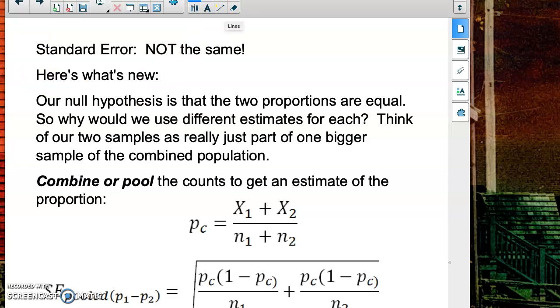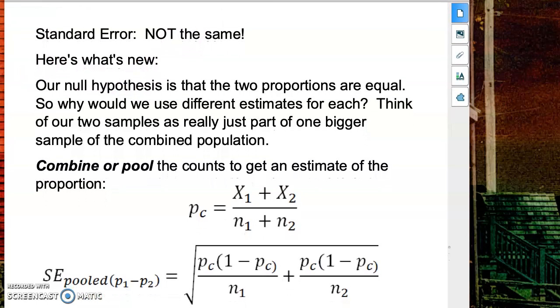The big difference here in this section is the standard error. The standard error is not calculated the same as it has been previously. This is the one and only time that we will see this. It is called pooling. So here's what's new. Our null hypothesis is that the two proportions are equal. So why would we use different estimates for each? We assume that they're the same.